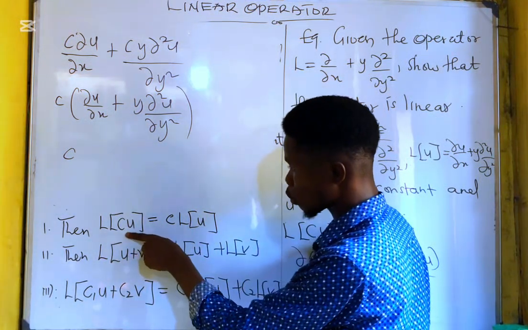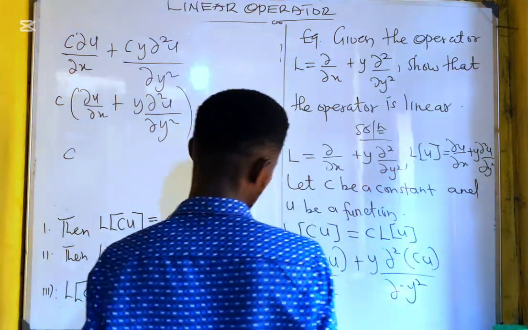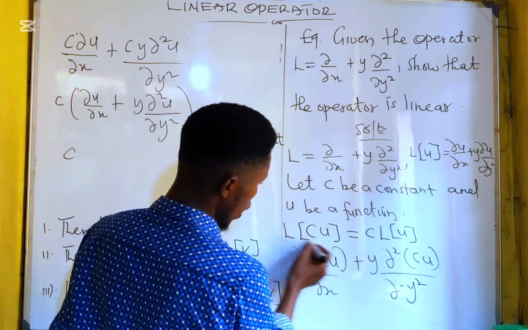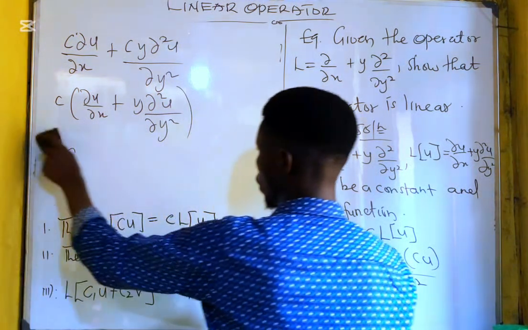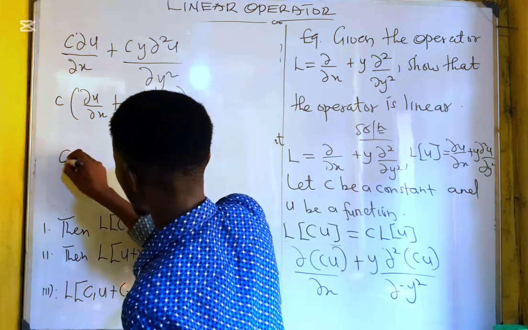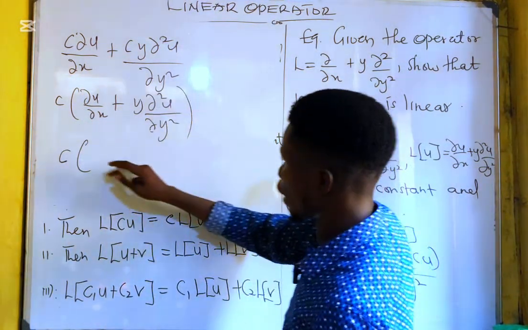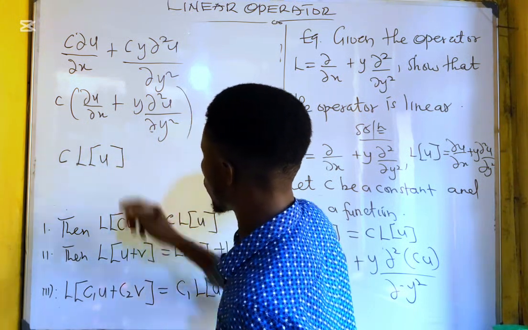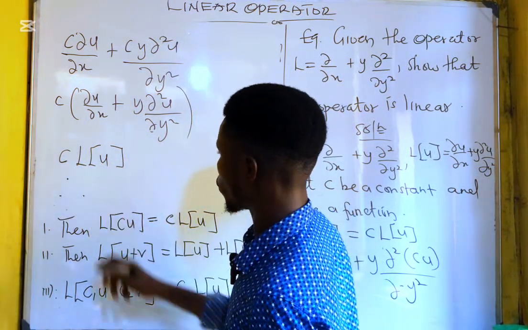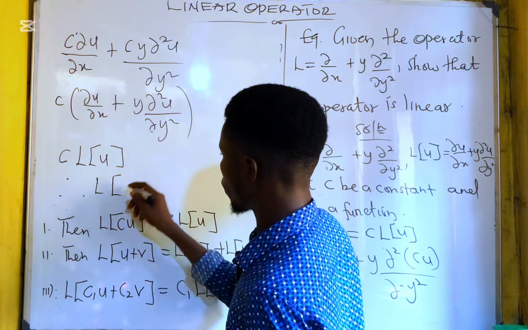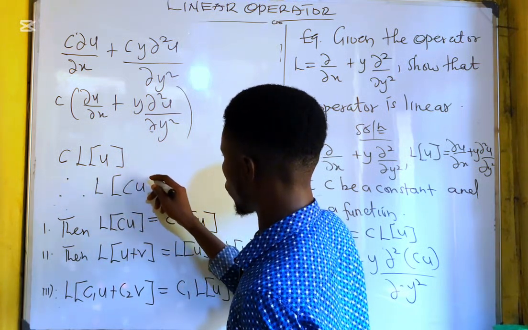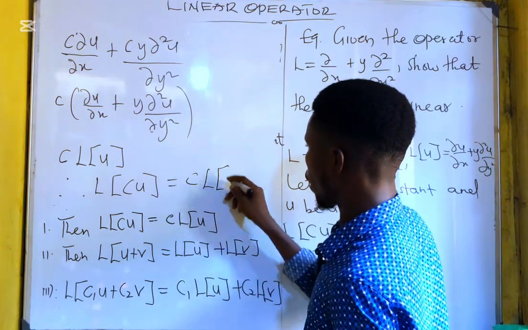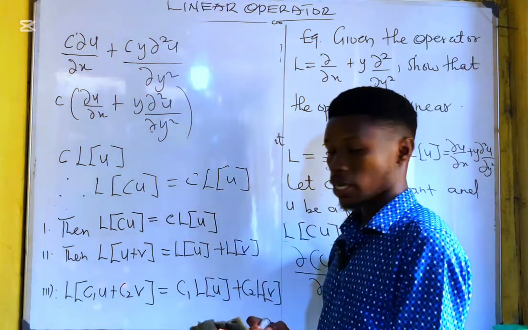This one is what we proved to get this, right? Remember it is here. L. See, that's what I've proved. And when I prove this one, you see that I'm getting it because this c here, the whole of this is Lu. So I'm going to have Lu. Is that okay? So therefore, L(cu) is equal to cLu. So that's how it works.